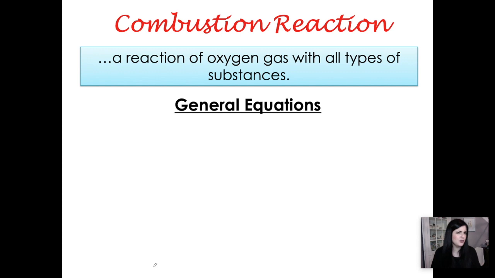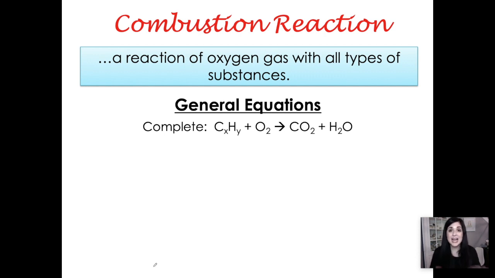And there's quite a few general equations, actually. Here is the most common type of combustion reaction that you'll see. So you have some hydrocarbon, which is carbon bonded to hydrogen in some ratio, combining with oxygen gas. And when you do that, you are producing 2 products and 2 products only. You're producing carbon dioxide and water. That's it. Anytime you have a complete combustion reaction, those are the products.